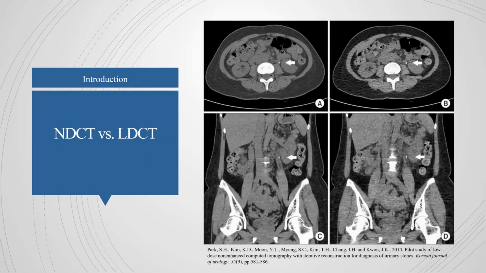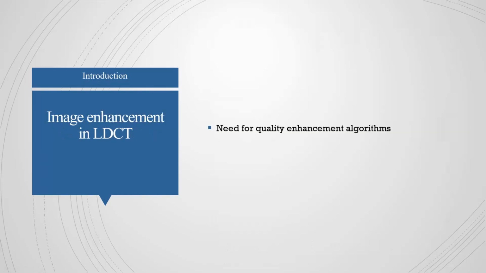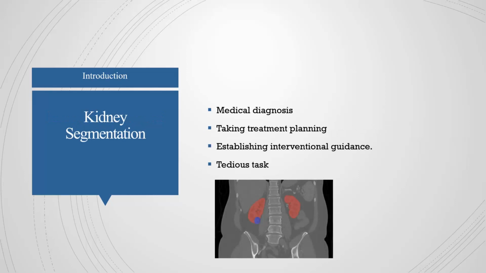In this figure, normal CT is shown on the left and low-dose CT is on the right. As you can see, low-dose CT has lower image quality and more noise and distortion. Because of this, it is necessary to find methods and algorithms to enhance the quality. Organ segmentation is an important task which is usually a preliminary step for most computer-aided diagnosis methods and augmenting medical images.